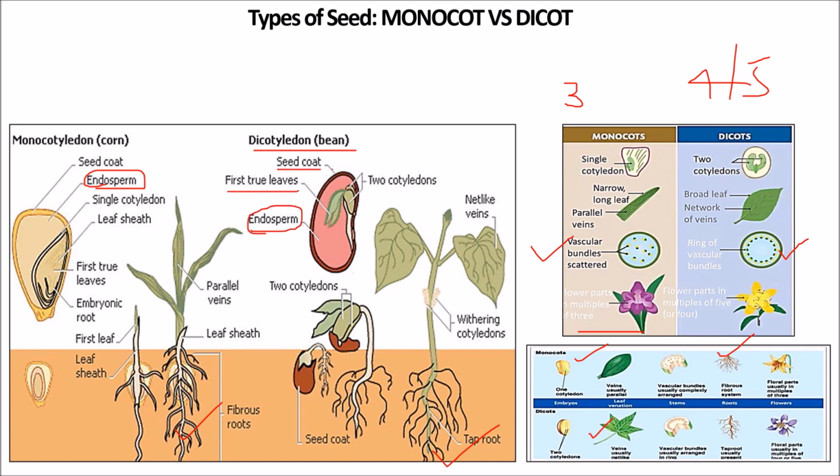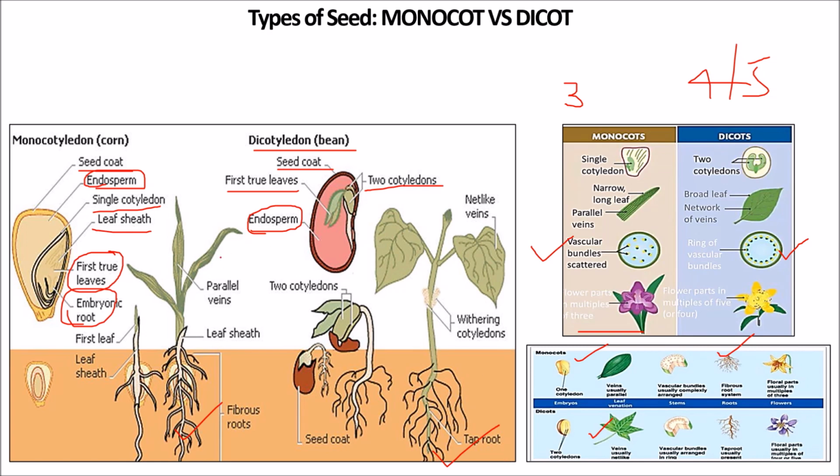First true leaf, seed coat, and the cotyledons. Here, monocot: seed coat, single cotyledon, leaf sheath is present. First true leaf, embryonic root, this is all prevalent. Now, once the seed is sown into the ground, germination happens and the root system develops.